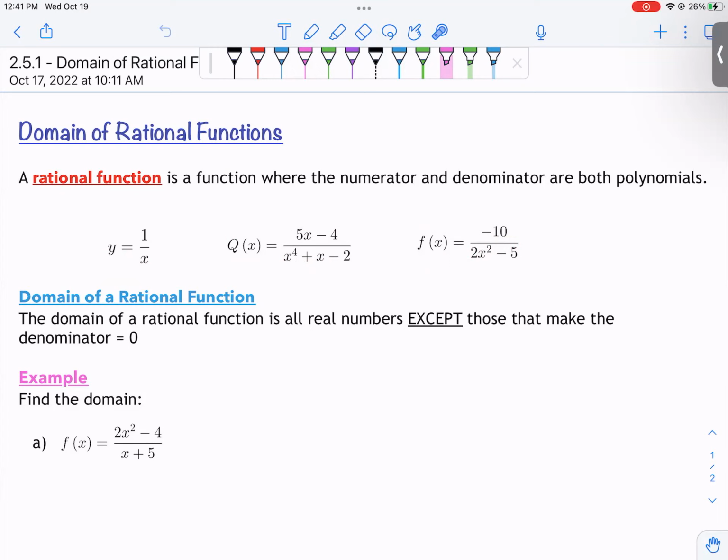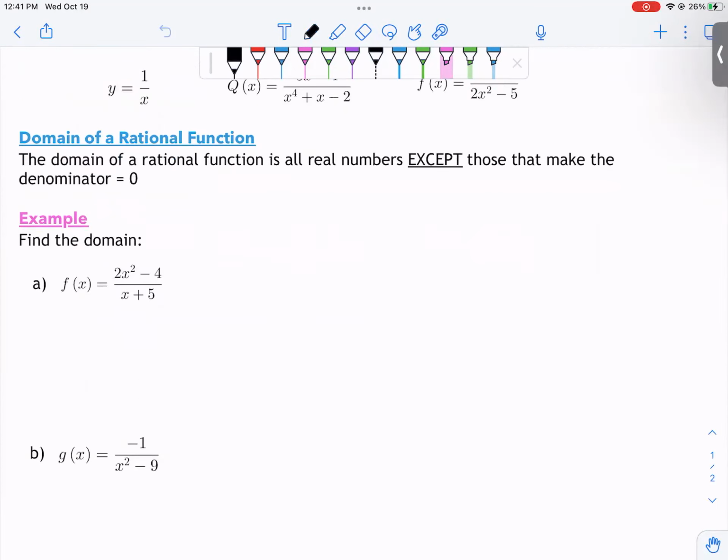The domain of a rational function is going to include all real numbers except those that make the denominator equal to 0. So to find the domain of a rational function, you're just taking the denominator, in this case x plus 5, and setting it equal to 0. And then you'll get that x equals -5 cannot be in the domain. So we want to take -5 out of the domain.